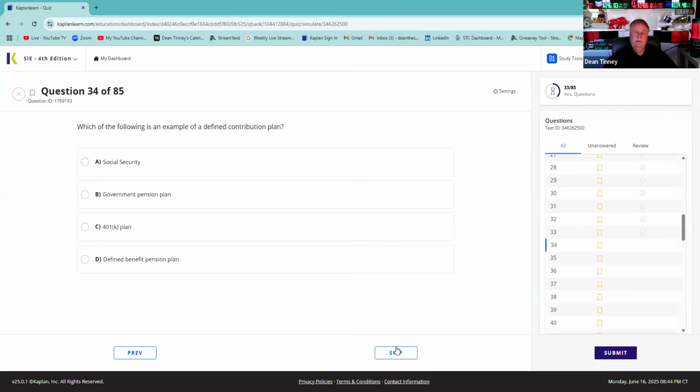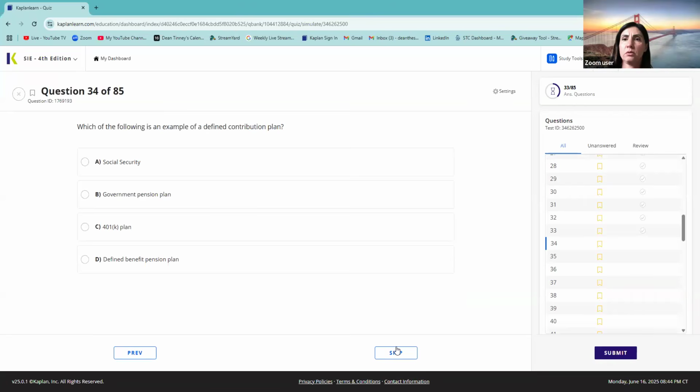Very testable. Which of the following is an example of a defined contribution plan? An example where you, the employee, are assuming the investment risk and your employer says they will contribute a certain amount to it? I think it's the 401k plan. Right on. That's exactly what it is, right?